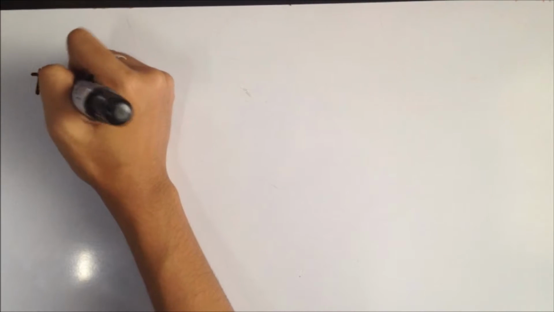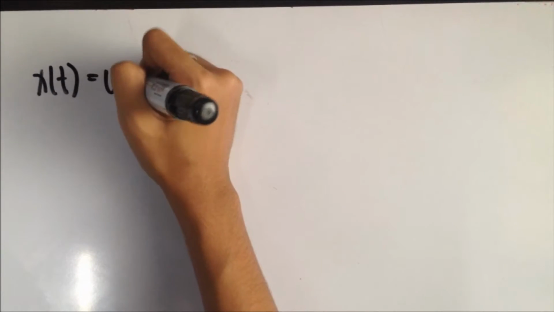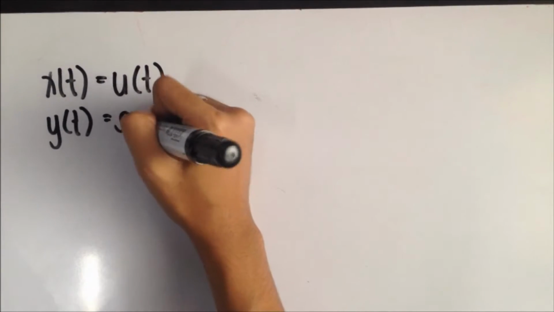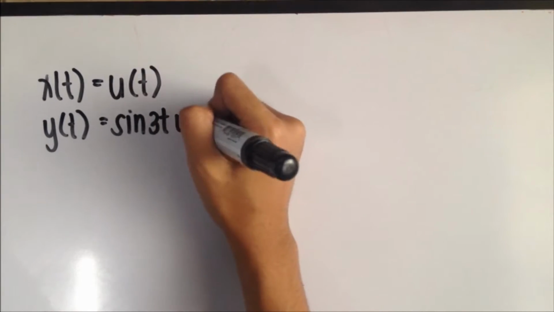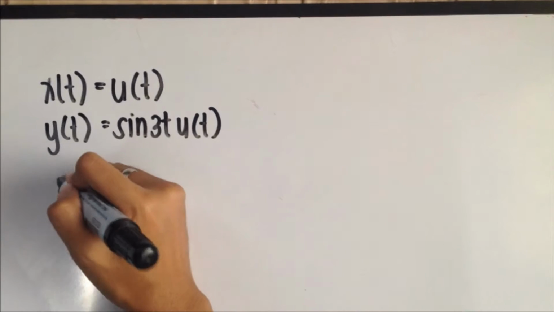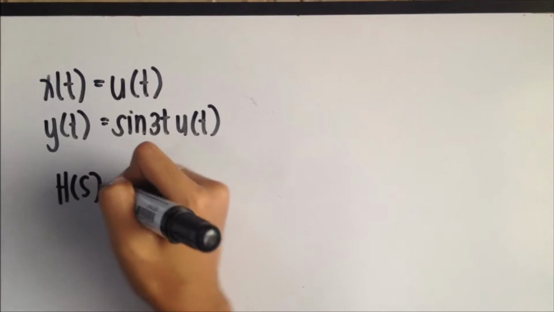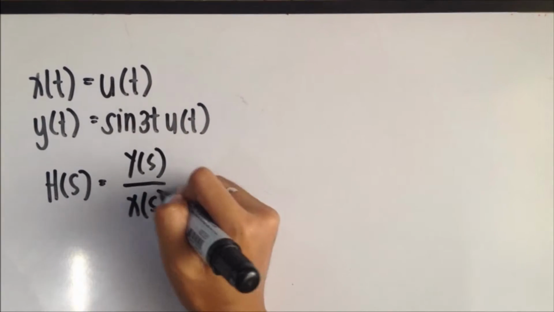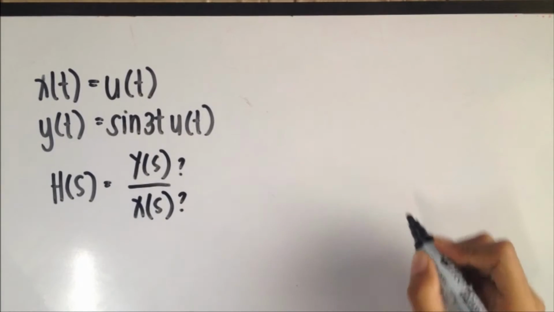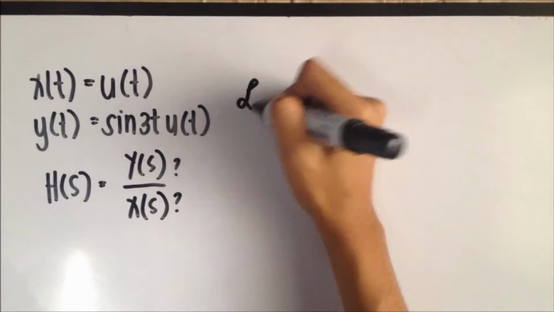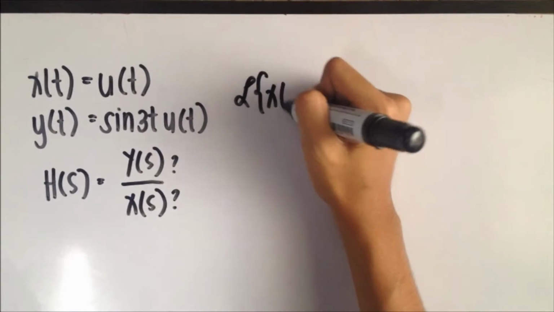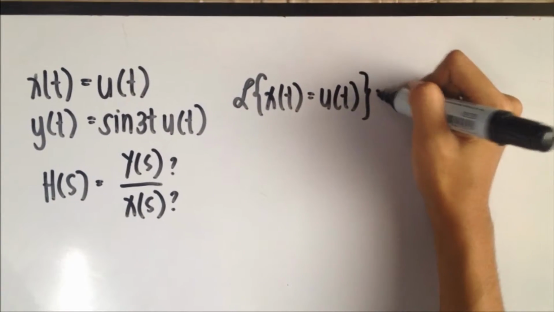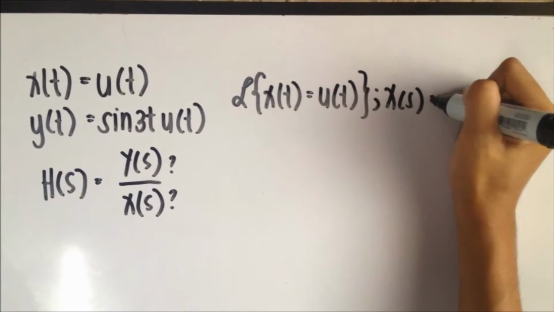So for our example, we have the given x of t equals u of t and y of t equals sine 3t u of t. We also know that H(s) is equal to Y(s) over X(s). But in this case, we don't have both, but we do have x of t and y of t. So we're going to take the Laplace transform of those two. The Laplace transform of x of t equals u of t is equivalent to X(s), which is 1 over s.